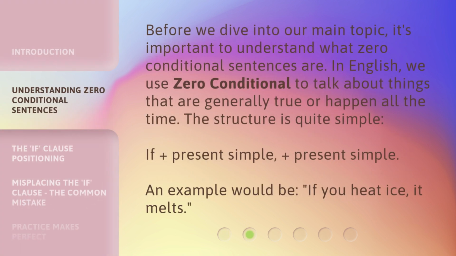Before we dive into our main topic, it's important to understand what zero conditional sentences are. In English, we use zero conditional to talk about things that are generally true or happen all the time. The structure is quite simple: if plus present simple plus present simple. An example would be, if you heat ice, it melts.